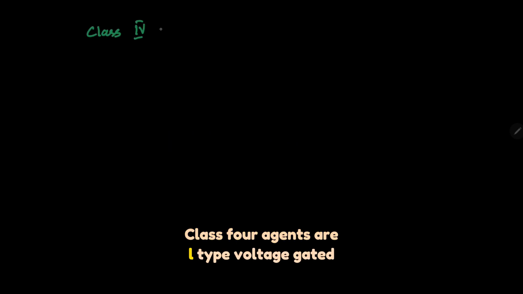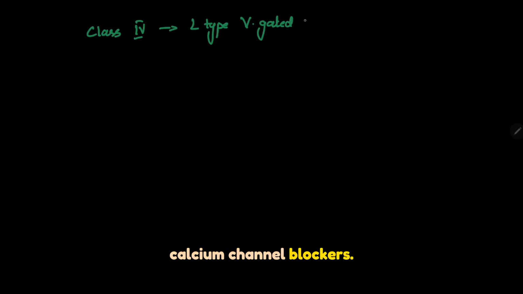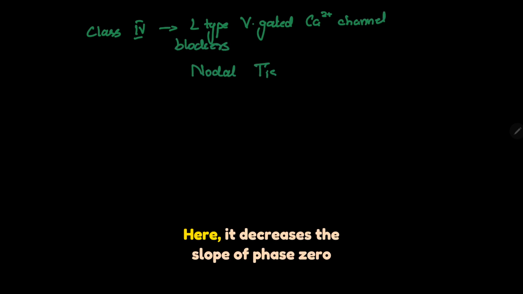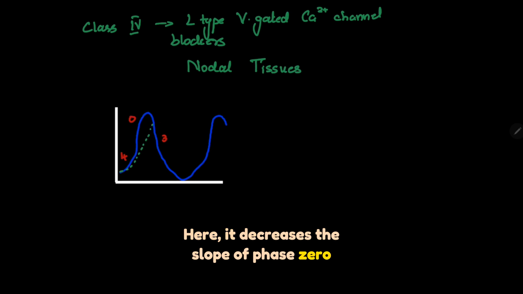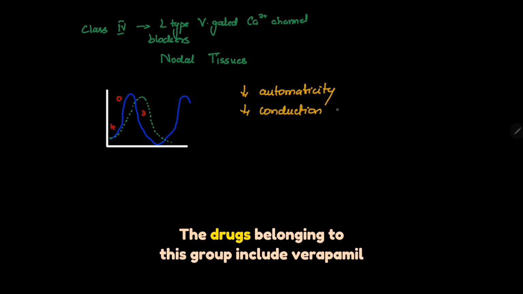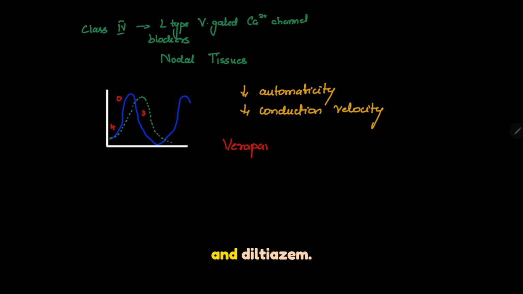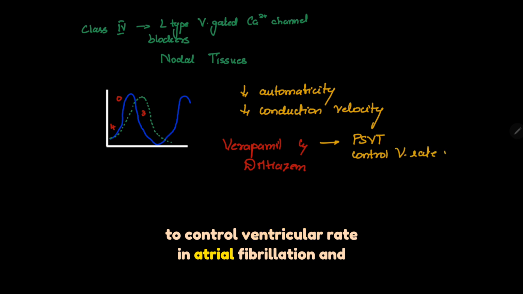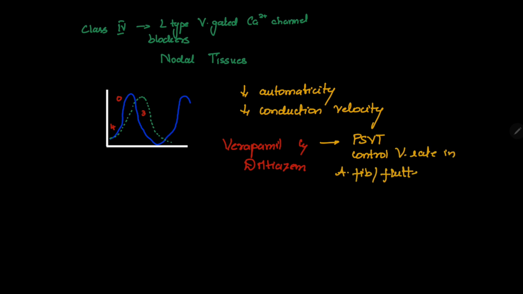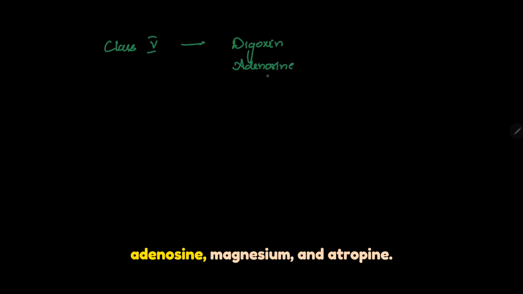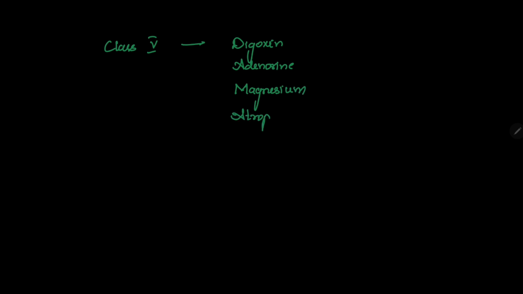Class 4 agents are L-type voltage-gated calcium channel blockers. They act on nodal tissues. Here it decreases the slope of phase 0 and decreases the automaticity and conduction velocity. The drugs belonging to this group include verapamil and diltiazem. These drugs are used to treat PSVT and to control ventricular rate in atrial fibrillation and flutter. Class 5 antiarrhythmic agents include drugs like digoxin, adenosine, magnesium and atropine.